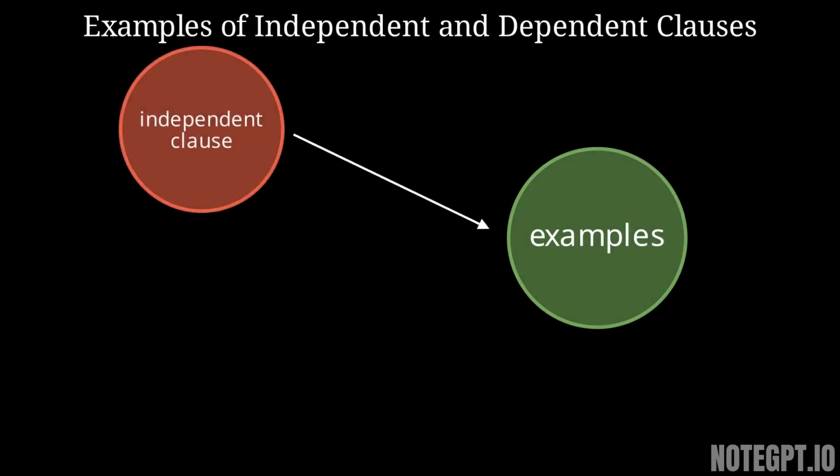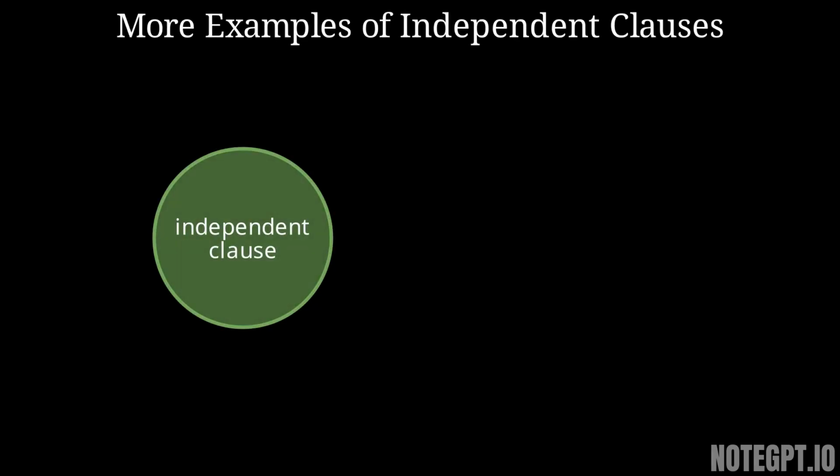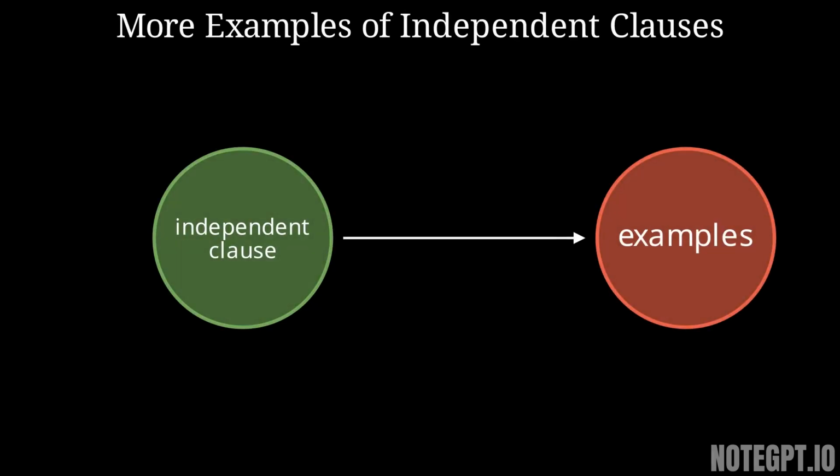Here are some examples. "I went to the beach last Saturday" is an independent clause. "Because I had forgotten to bring my own bathing suit" is a dependent clause. Independent clauses can stand alone, while dependent clauses need to be connected to an independent clause. An independent clause forms a complete, independent thought.